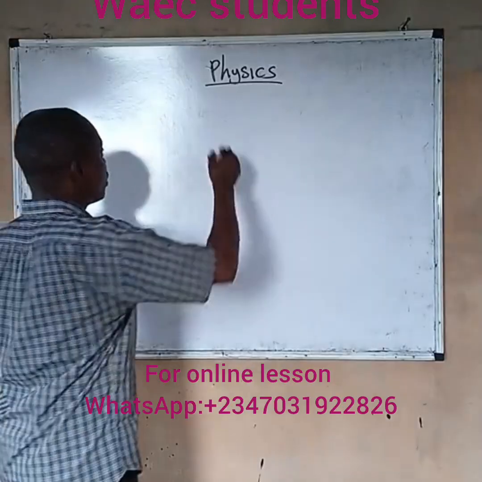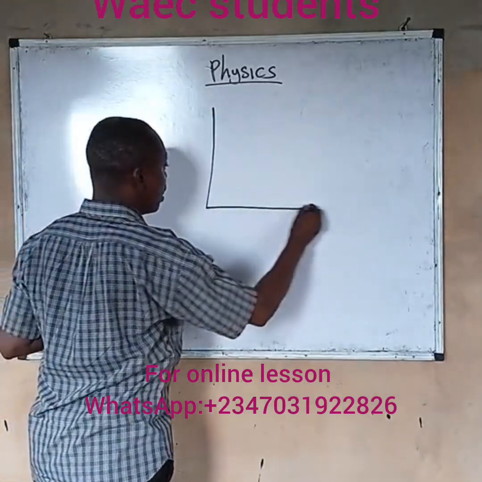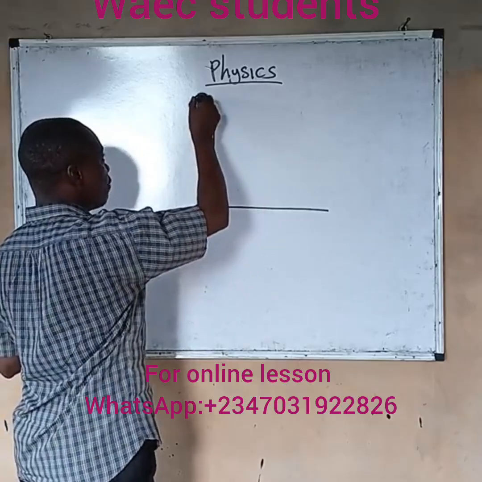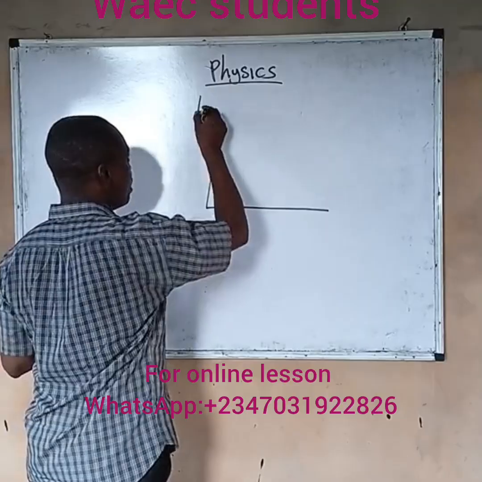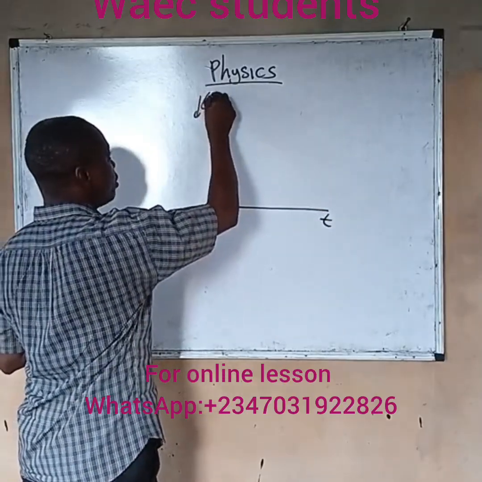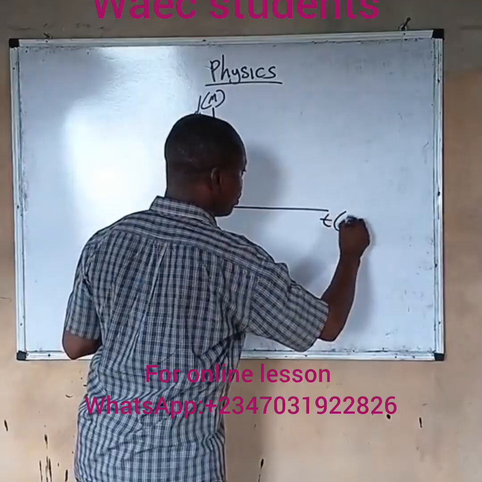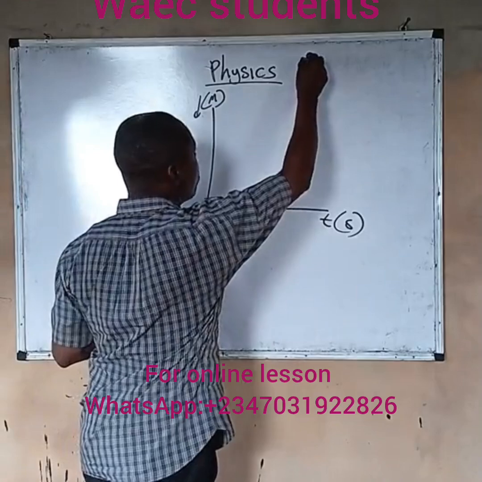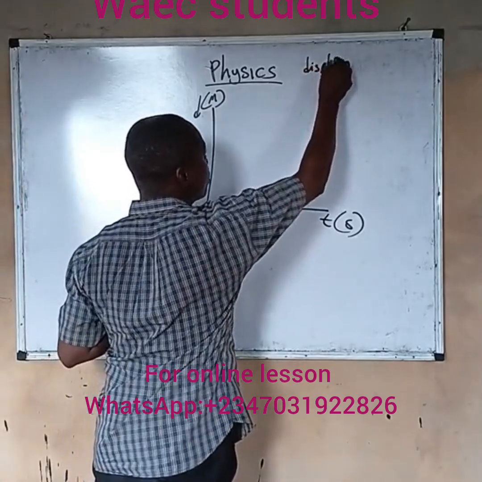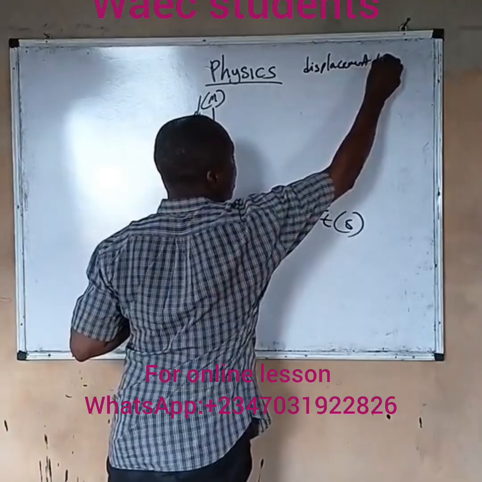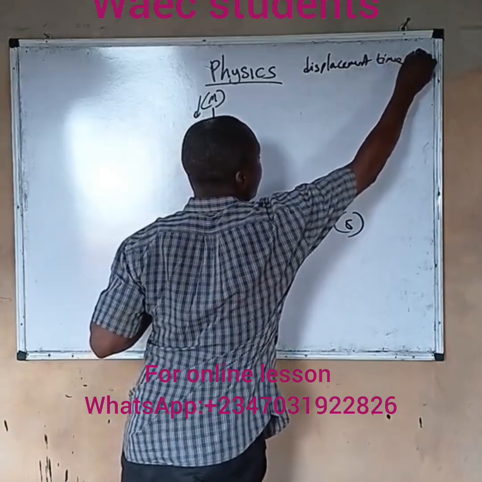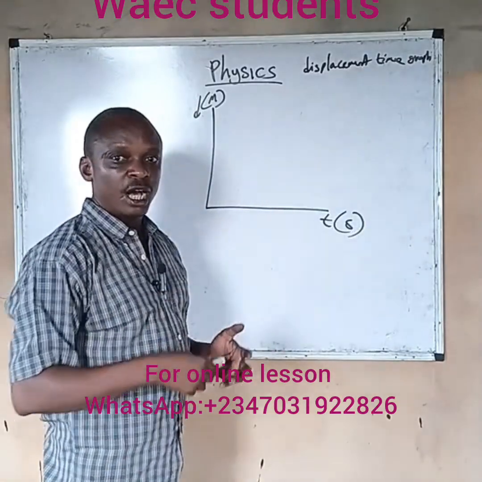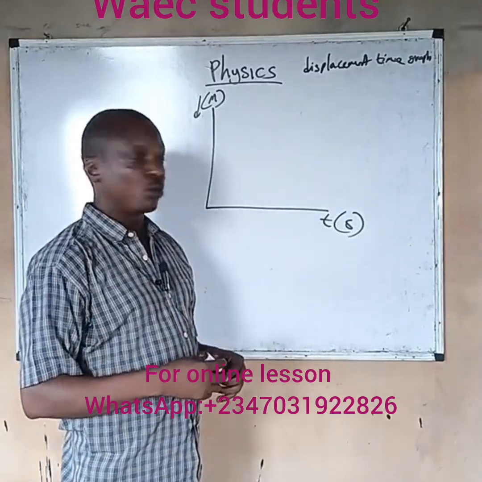Now, first, let's say we are plotting, this time around, the displacement time graph. The displacement unit is meter, while the time unit is second. If I plot displacement against time, what I have is a displacement time graph. And so, what is the area and the slope of this displacement time graph? That is what we want to look at briefly.